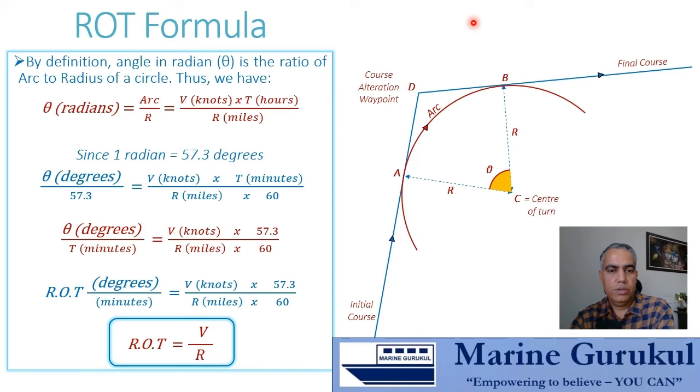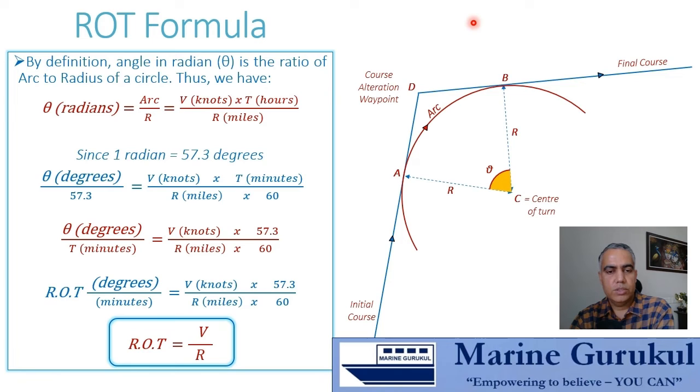Now many times when we are making a passage plan on ECDIS, the ECDIS also gives us an alarm that a particular turn is not executable, indicating that the rate of turn which is required as per the speed and radius fed in by the navigator is more than what can be achieved on that particular ship in the present conditions.